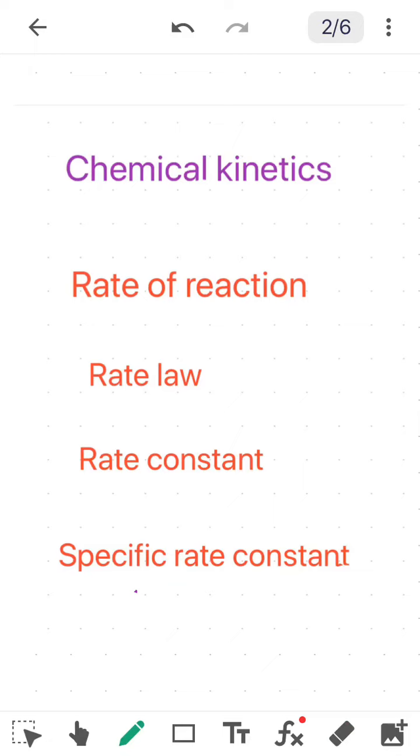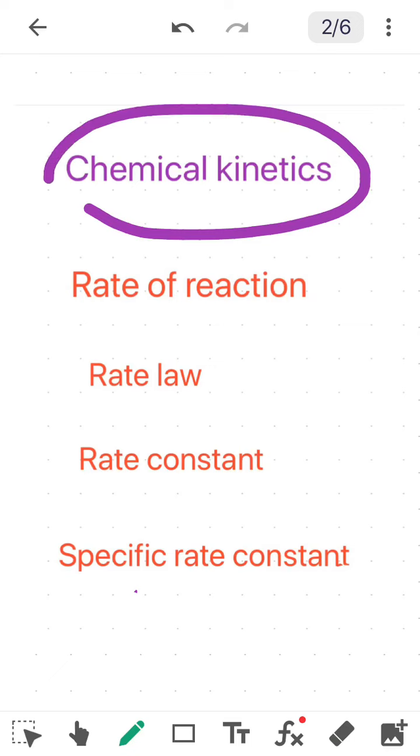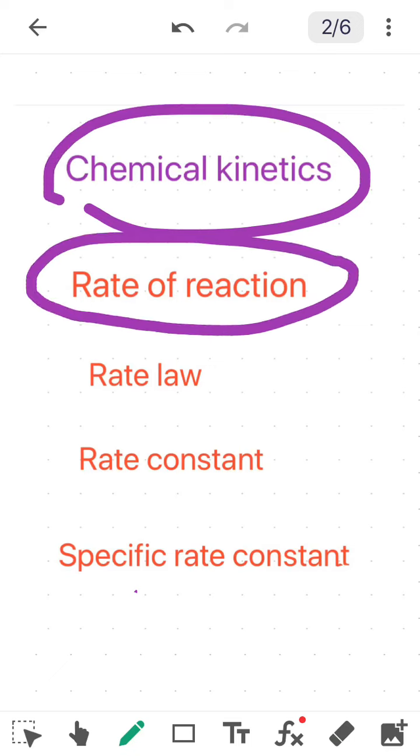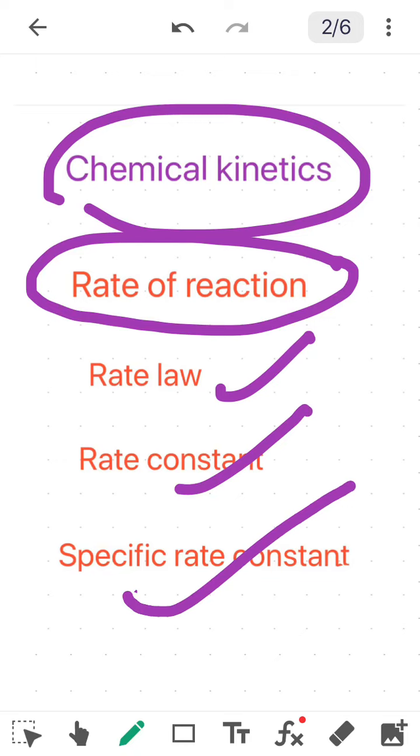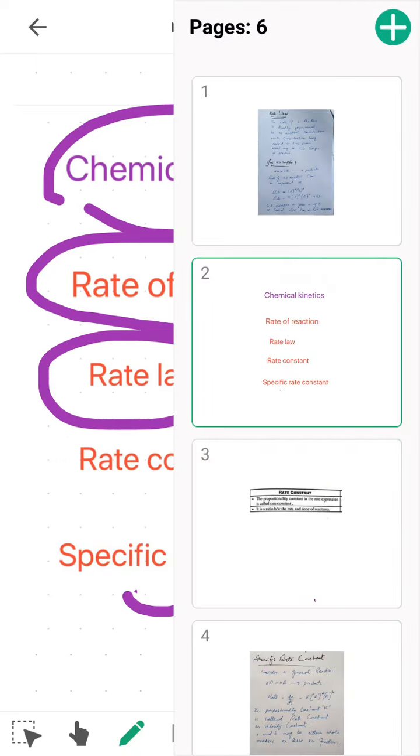Assalamu alaikum students. In the last lecture we studied chemical kinetics and rate of reaction. Today we will study rate law, rate constant, and specific rate constant. So, moving toward the rate law.